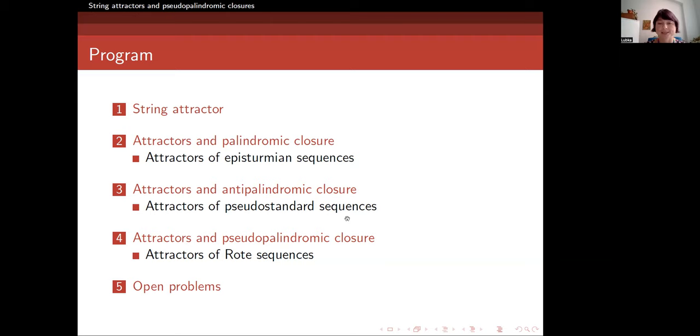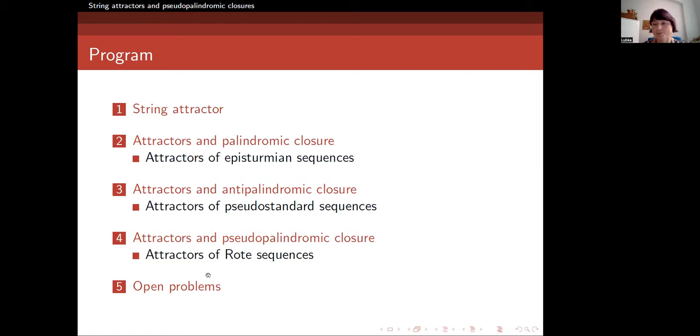And then I will say what we are able to present concerning attractors and pseudopalindromic closure, which means that we are combining both of those closures, palindromic and antipalindromic. In particular, in this case, we were able to have results for Rote sequences, which are also obtained this way. And in the end, I will present some problems that remain open.